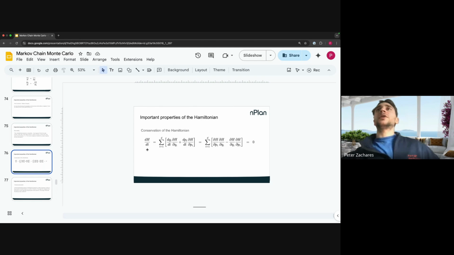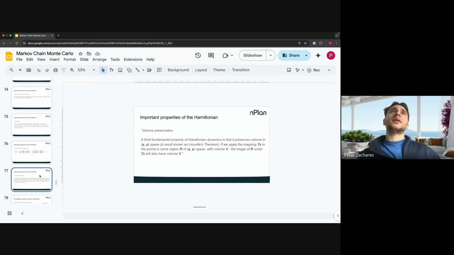And the last point is that the Hamiltonian is conserved. So the Hamiltonian does not change with respect to time. It does change depending on what position you're in, or does it? No, it doesn't change with respect to time. We'll go with that.